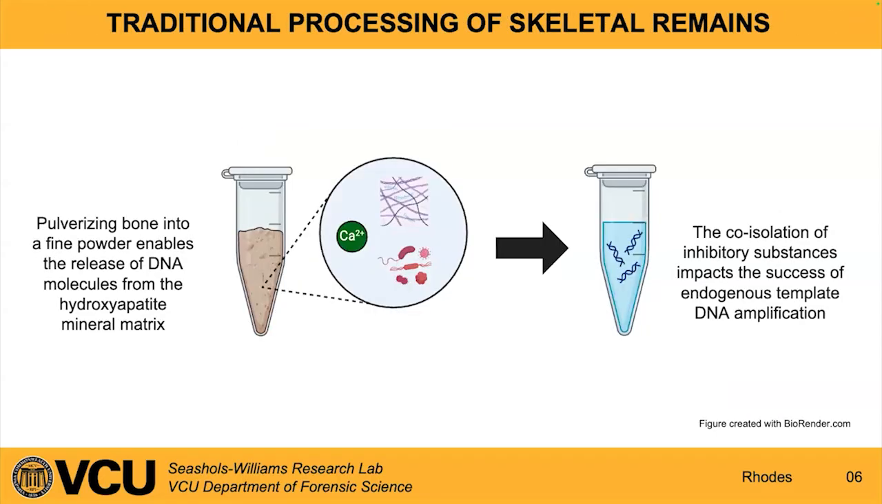Pulverizing the bone into a fine powder enables the release of the DNA molecules from the hydroxyapatite mineral matrix, and a demineralization pretreatment may be performed on the powder prior to DNA isolation. Using EDTA, the main mechanism of demineralization is to inactivate DNases by chelating calcium and magnesium ions, and this aids in the breakdown of those mineralized complexes. However, the co-isolated intrinsic components of bone, such as calcium ions and collagen, as well as any exogenous DNA from microbial infiltration, can impact the success of the endogenous template DNA amplification during PCR.